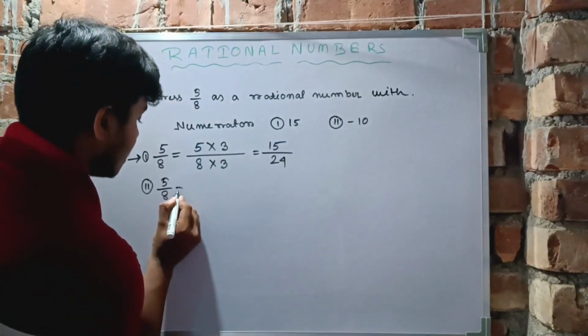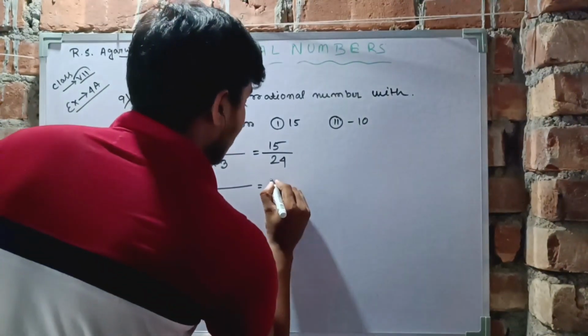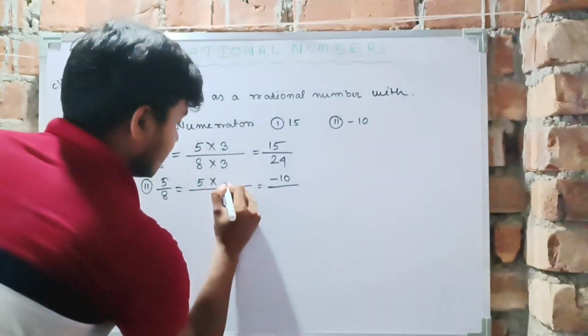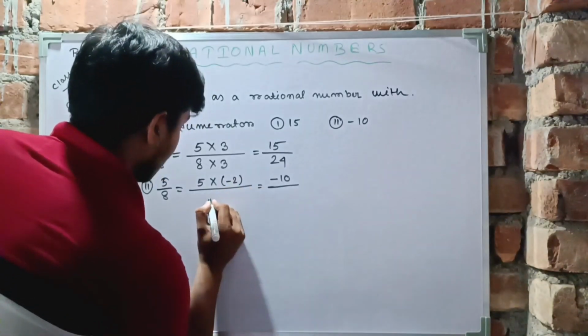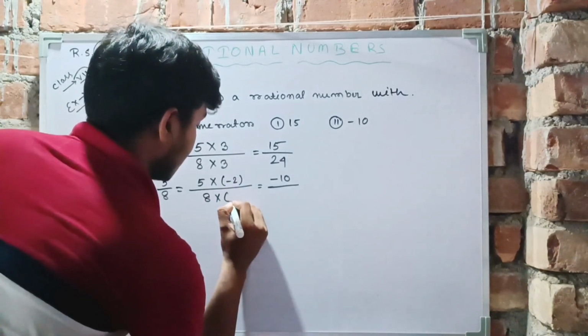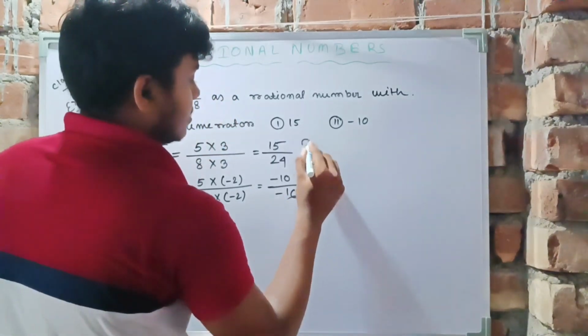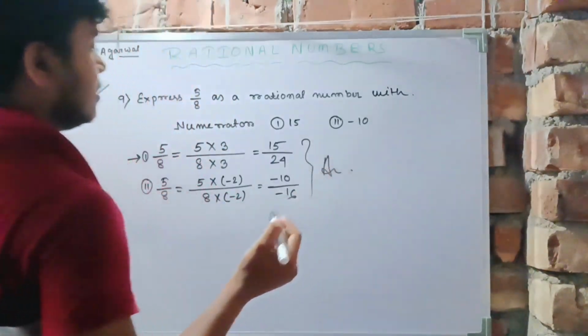5 by 8 equal to, we have to bring -10 in the numerator. Therefore 5 multiplied by -2, therefore also 8 multiplied by -2, therefore -16. This is our answer.